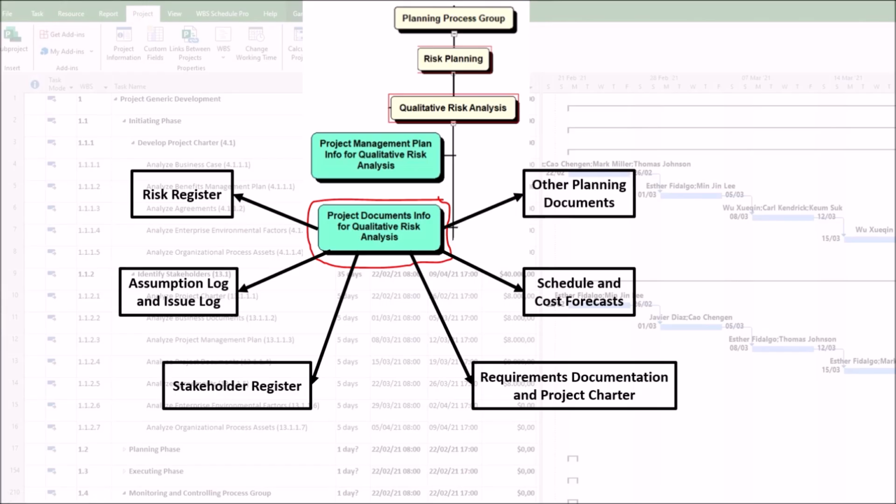6. Other planning documents, such as scope, schedule, and cost baselines. All these documents provide context for probability. Understanding the complexity of the work packages obtained from the work breakdown structure, the tightness of the schedule, or the leeway in the budget helps experts judge the likelihood of risks occurring.